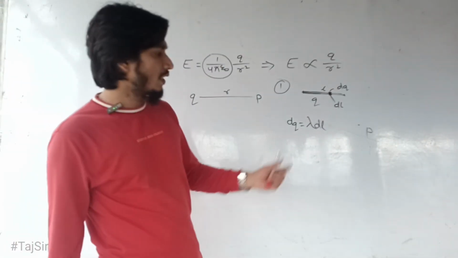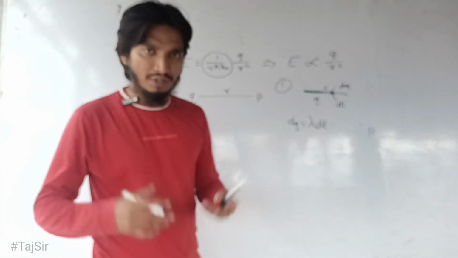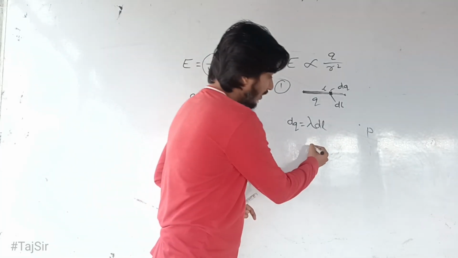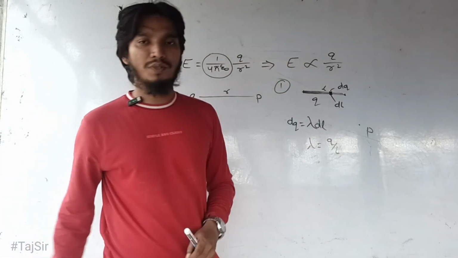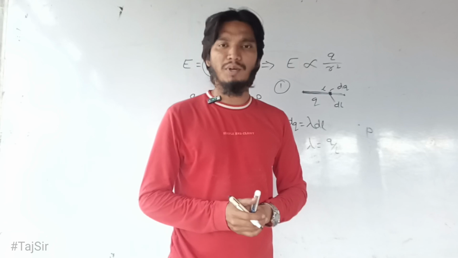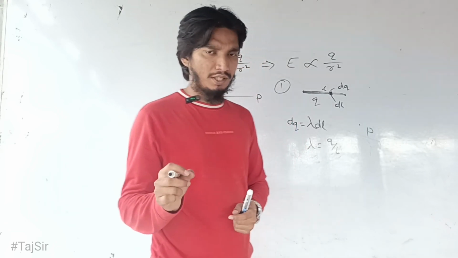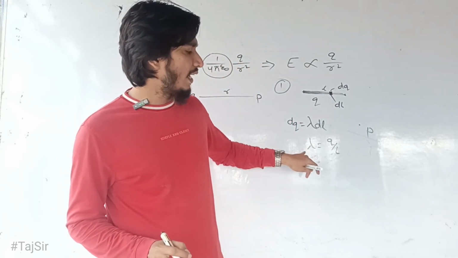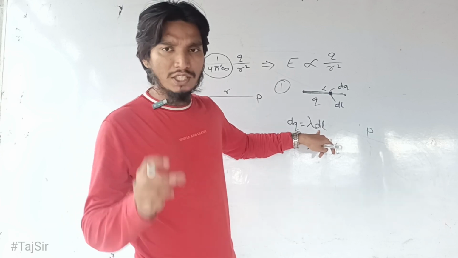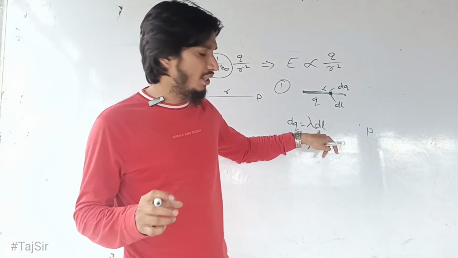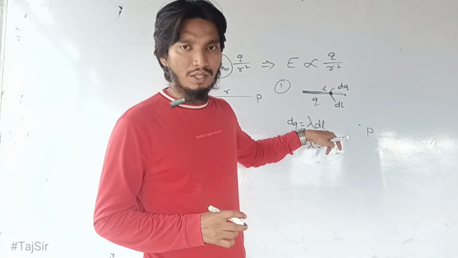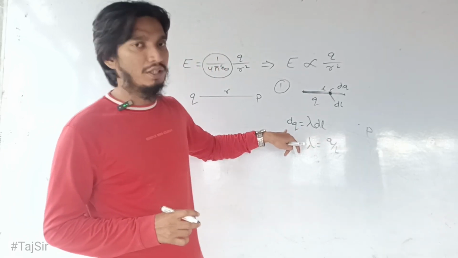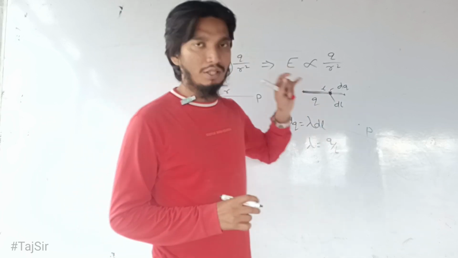Why? Because lambda, as we have defined, equals q by l, that is, the amount of charge in unit length. It means if we have a length dl, then the total charge on this dl will be equal to lambda times dl, and we can have dq equal to lambda dl.